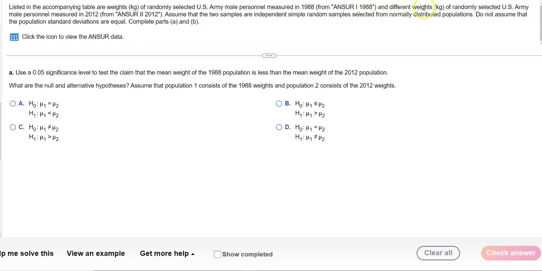And there's also different weights in kilograms of randomly selected U.S. Army male personnel measured in 2012 from this data set. Assume that the two samples are independent simple random samples selected from normally distributed populations. Do not assume that the population standard deviations are equal. Complete parts A and B.